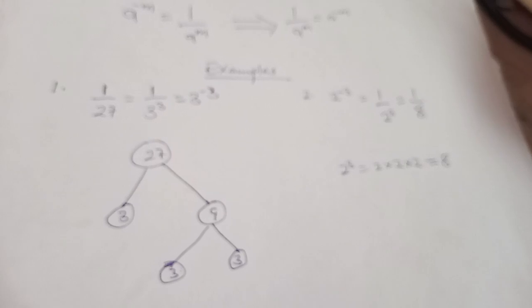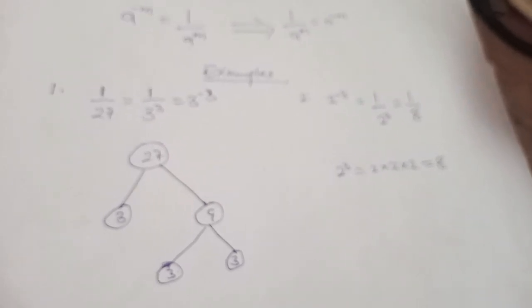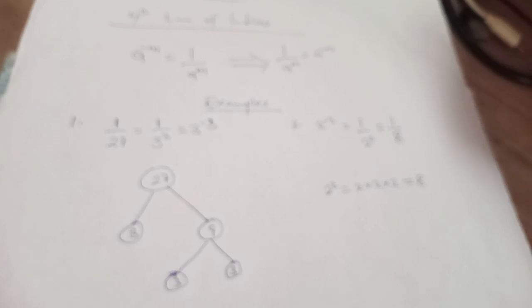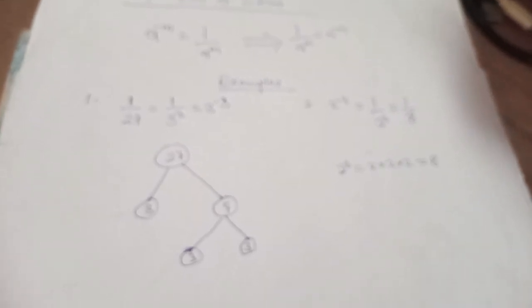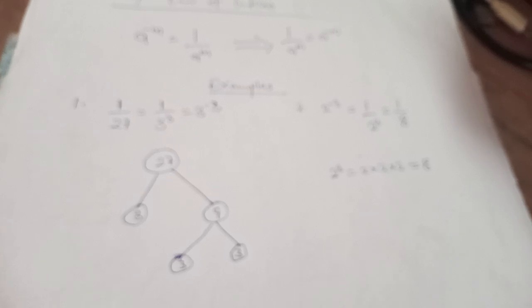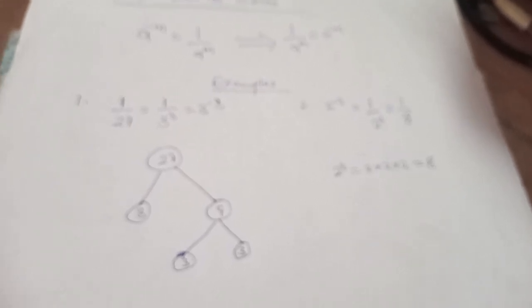So 2 to the power 3 means 2 times 2 times 2, 3 times. And we know 2 times 2 times 2 will give us 8. So it means that 1 over 2 to the power 3 is equal to 1 over 8, because 2 to the power 3 is 8. Okay, so that's it.